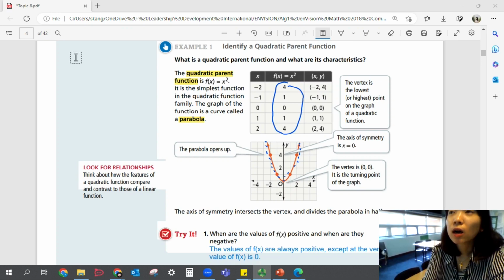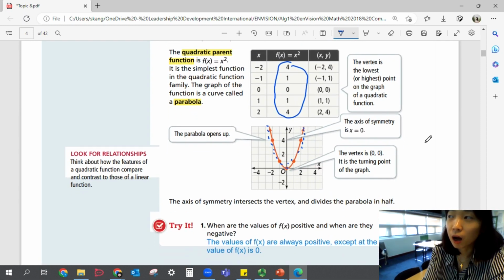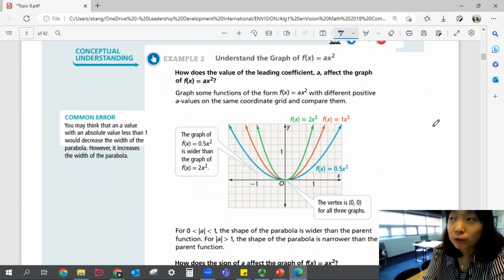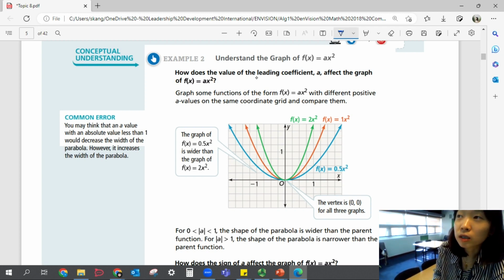So please make sure you know the vocabularies and the key concepts of the quadratic parent function. This is very important. And then we're going to start building up on this concept. Let's look at the next page. Example 2. Understand the graph of f of x equals ax squared. How does the value of the leading coefficient a affect the graph of f of x equals ax squared? So a, again, is called the leading coefficient. Okay, this is the leading coefficient. Why is it leading? We'll talk about it later.